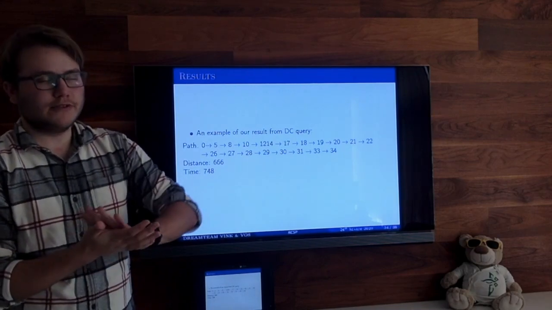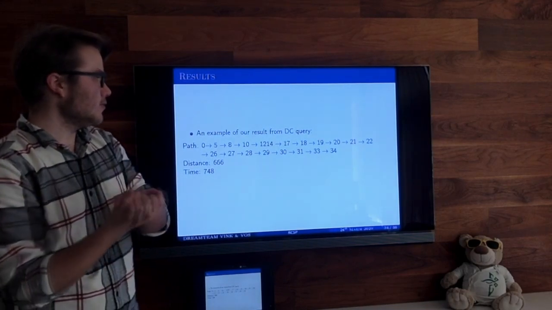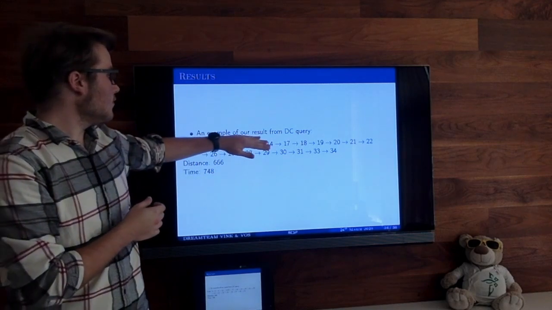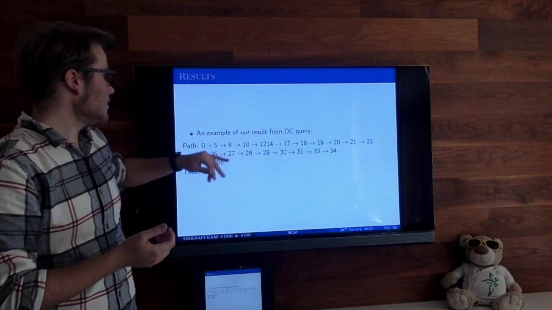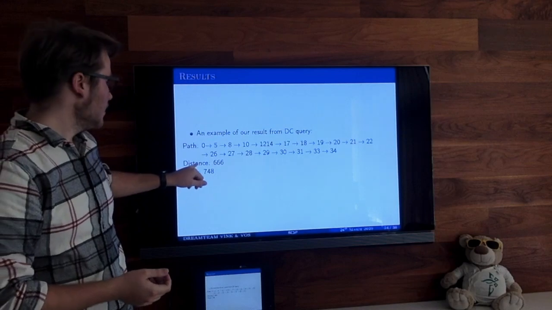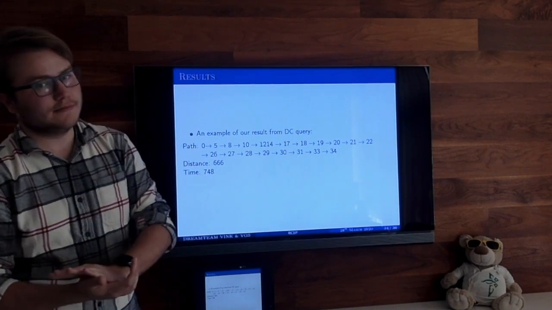Right, now we'll briefly discuss what a result of our algorithm could be. So we have an example of our DC query. So we found a shortest path with a certain distance and a time.